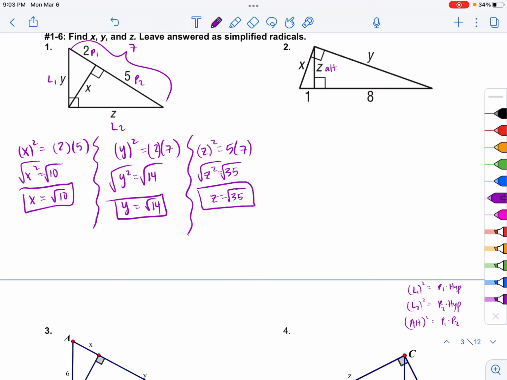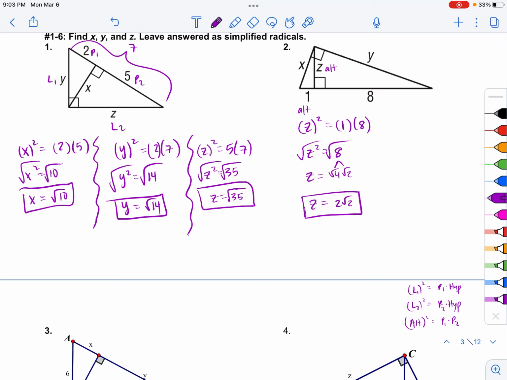So, just a quick problem. The altitude we're solving for, z squared is equal to part 1 times part 2. We get z squared is equal to 8, square root both sides, and this one actually can be simplified. This would break down to root 4 and root 2. And z would be equal to 2 root 2.